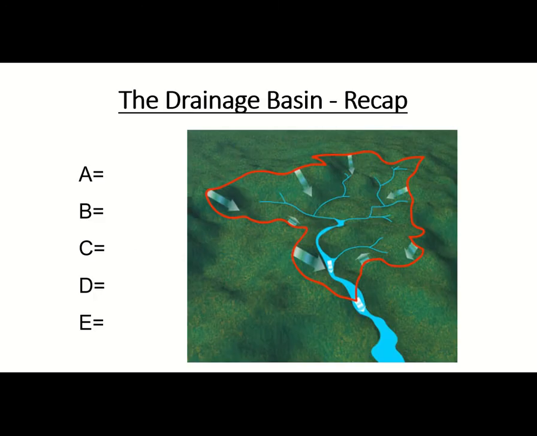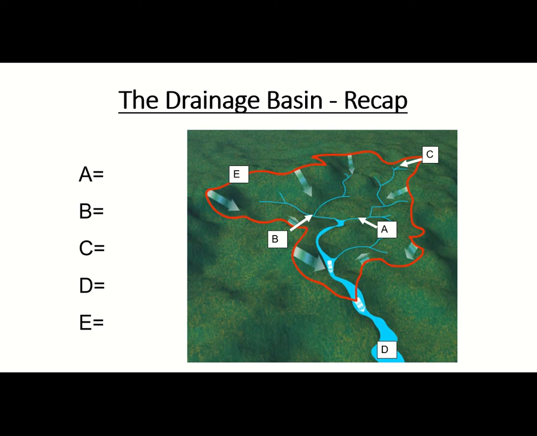As a bit of a recap from the last session, this is a drainage basin. You should be able to name A, B, C, D and E. You should be able to name these parts of a river's drainage basin. If you want to pause the screen and do that, that will be handy, and then after you've unpaused the screen, I'm going to reveal the answers.